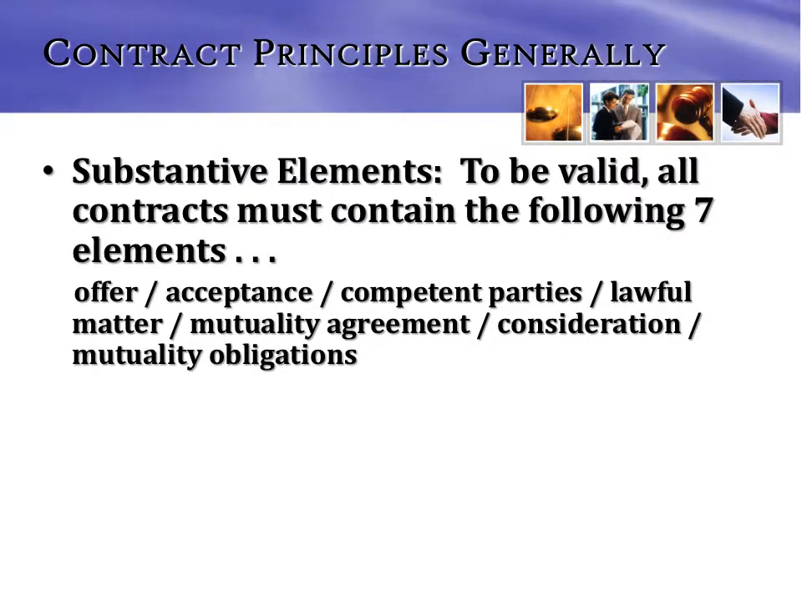It must concern a lawful matter. So party A and party B can't agree to sell party C into slavery. That's not a lawful matter. There must be a mutuality of agreement, and we'll call that later mutual assent, the meeting of the minds. But for our purposes now, it's called mutuality of agreement.